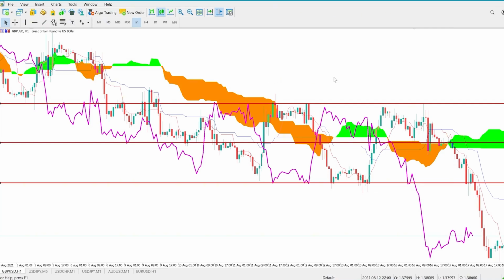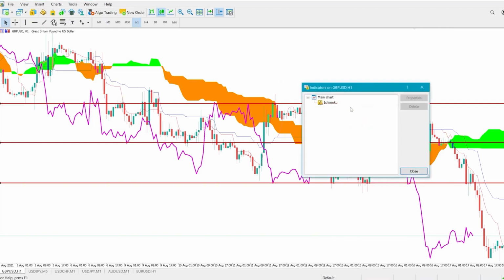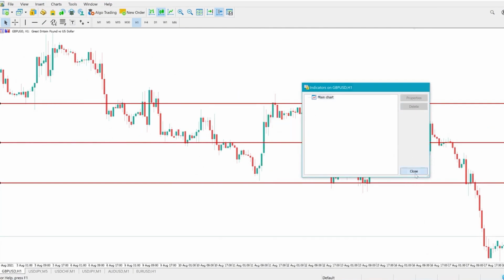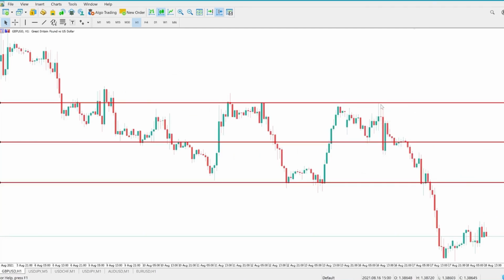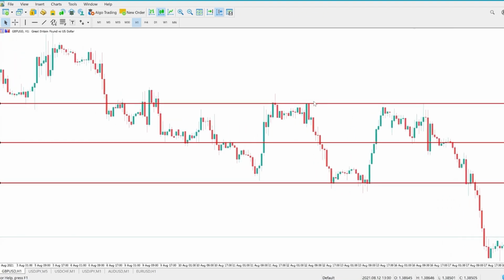Now, if you allow me, I'll remove the indicator completely. We want to see if the support and resistance lines we've drawn hold any significance. Starting from the top, as you can see, there's been some reaction here. A shadow of the candle hit the line and bounced back. Here we had another reaction and again another reaction.